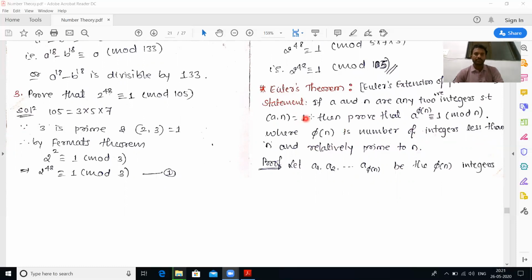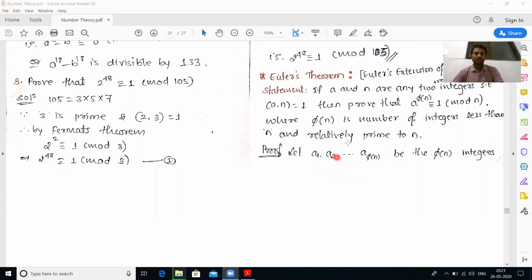I will repeat the statement. If a and n are any two positive integers such that a and n are relatively prime to each other, then a raised to phi of n is congruent to 1 mod n, where phi of n is the number of integers less than n and relatively prime to n. So we'll prove this result here.